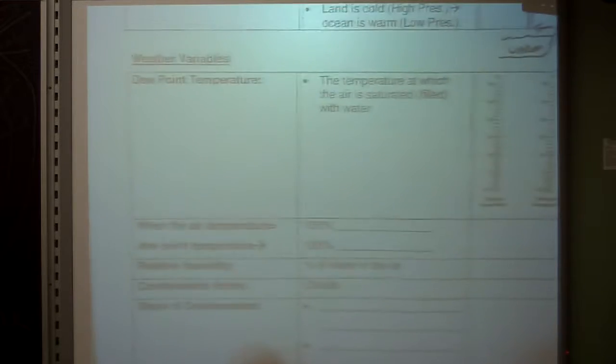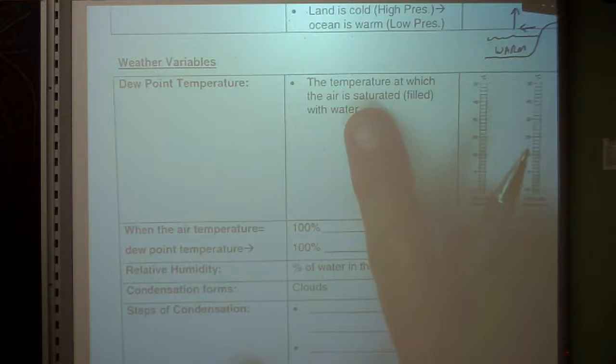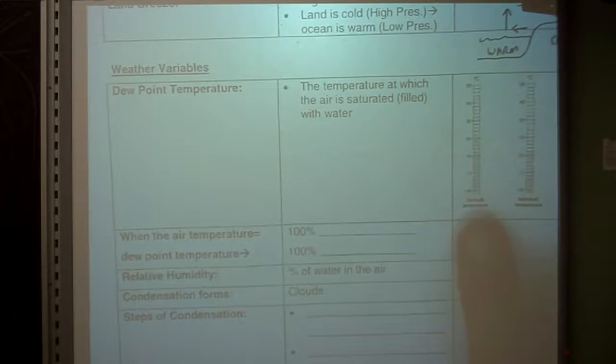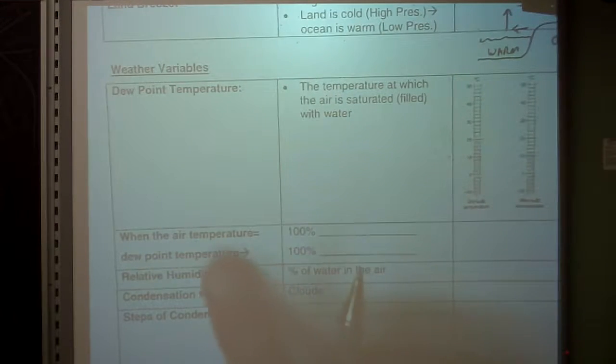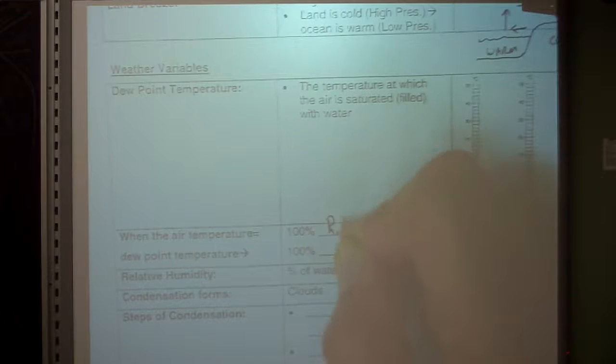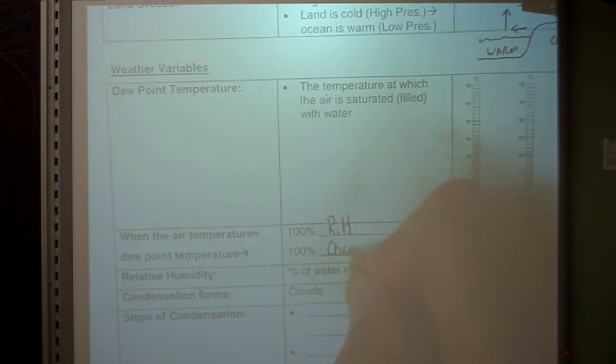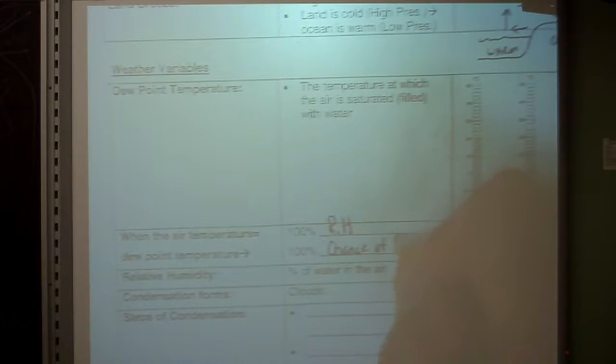All right, I'm going to keep on going while these people are talking behind me. All right, dew point temperature. We already talked about the air temperature at which the air is saturated. Here is your dry bulb, wet bulb. When the air temperature equals the dew point temperature, you have 100% relative humidity and 100% chance of precipitation.